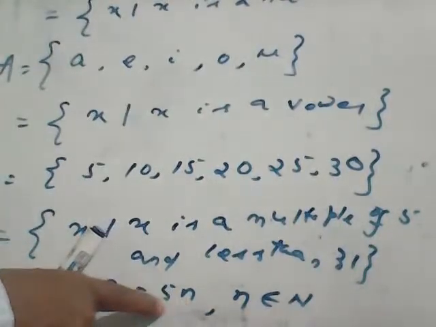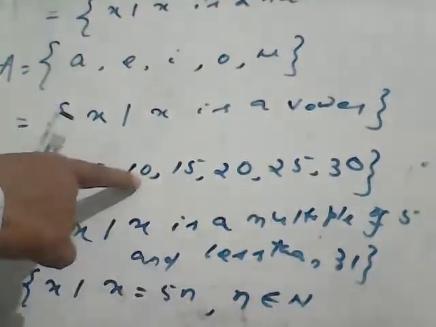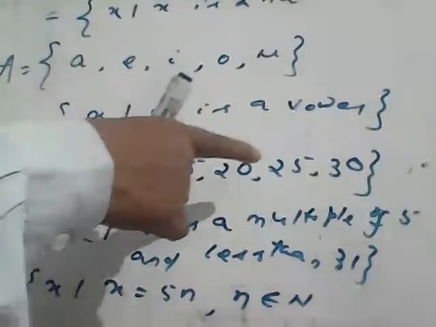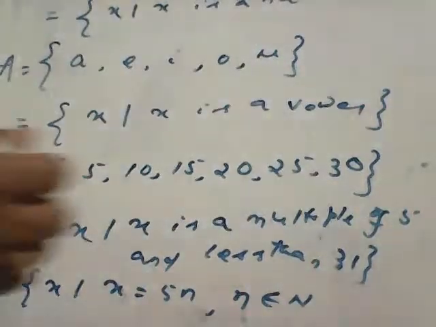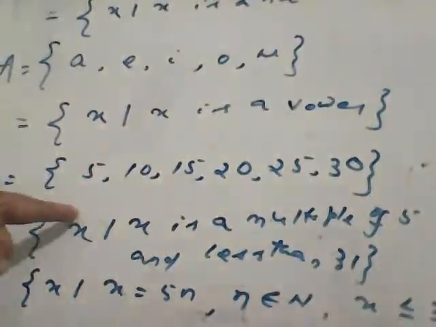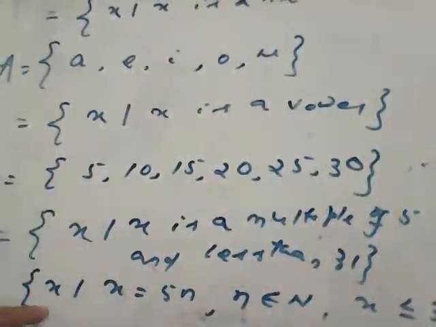When n is 1, the answer is 5. When n is 2, the answer is 10. When n is 3, our answer is 15. As the restriction is up to 30, you can also write x is less than or equal to 30. This is another way to write the set in set builder form. Here I am using a sentence. Here I am expressing it algebraically. I think the second way is easier to write in algebraic form. Try to use more algebra, as it is mathematics.